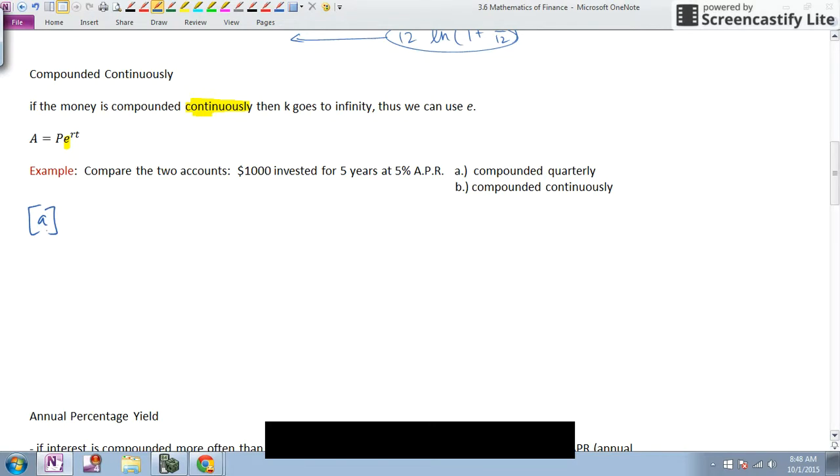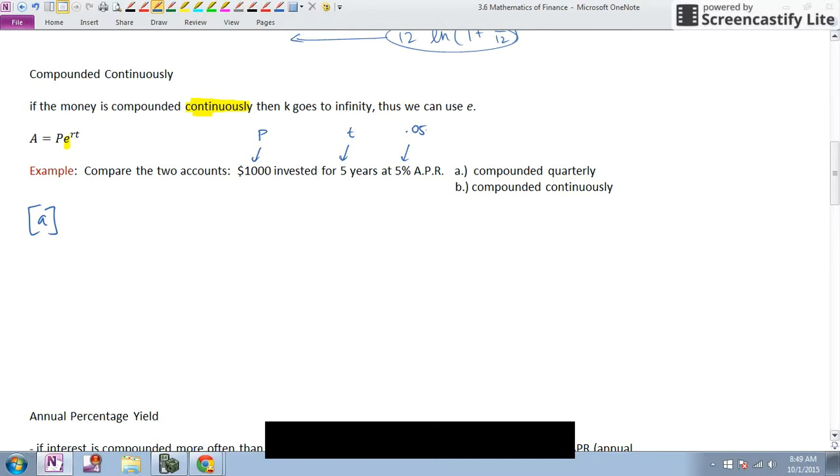So I ask you here, here's your initial amount. It is $1,000. 5 years, there's your time, and 5% is your rate. So 0.05 is your rate. And I ask you to do it twice. Once with, so Bank of America offers it quarterly. Wells Fargo does it continuously. Obviously, continuously is better, but let's see how much better. Is it a big deal?